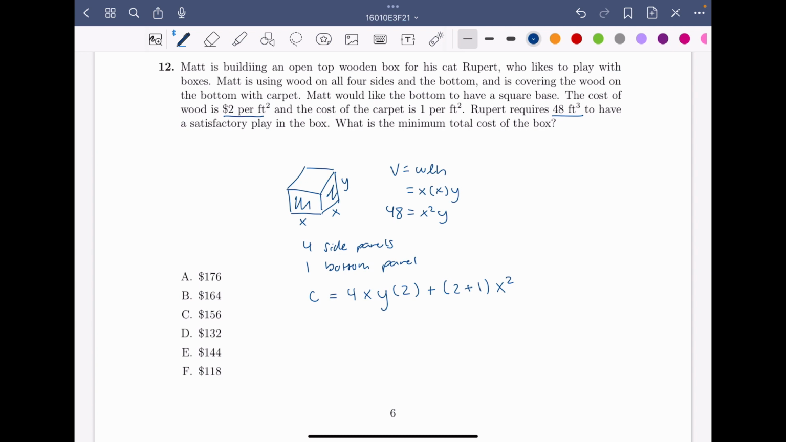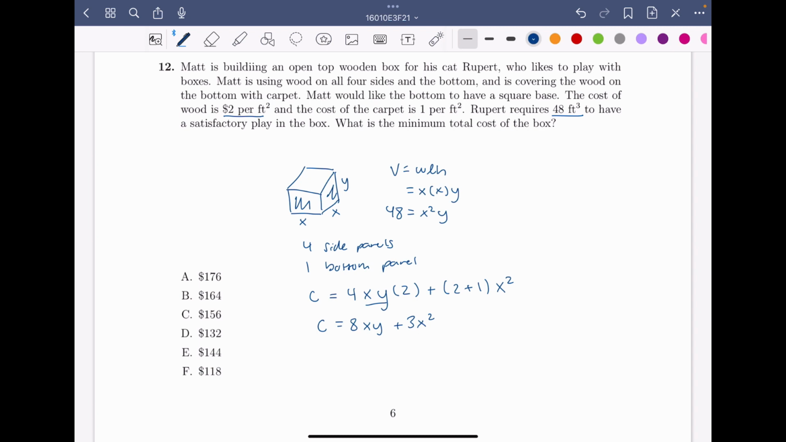If you wanted to, you could actually check the units for this. x times y here would give you feet squared, and this is dollars per foot squared. So when you multiply the two together, you get dollars as your only unit. That's always a really good way to check if you set up these equations right. Okay, continuing, let's simplify. We have 8xy plus 3x squared equals c.